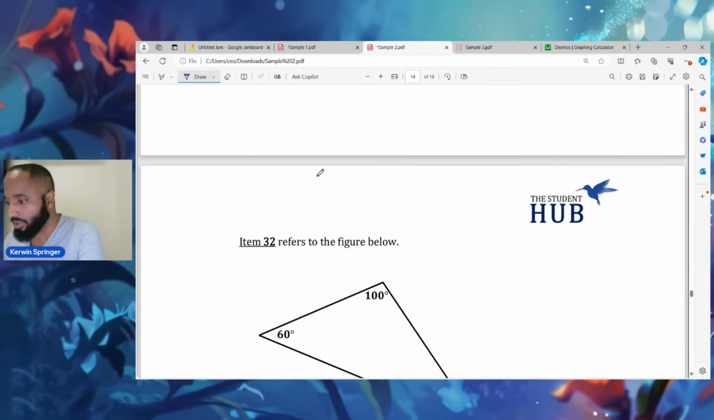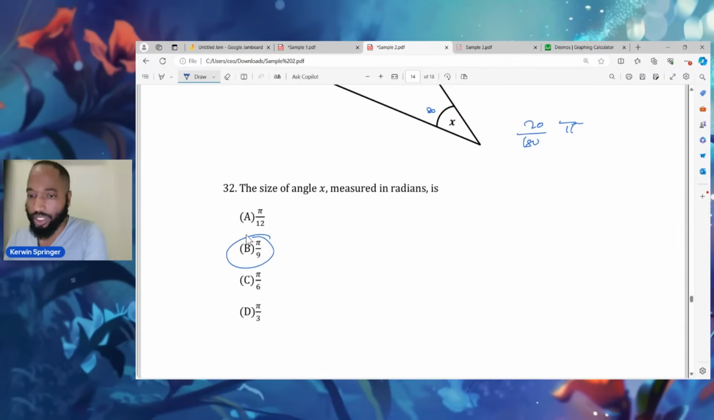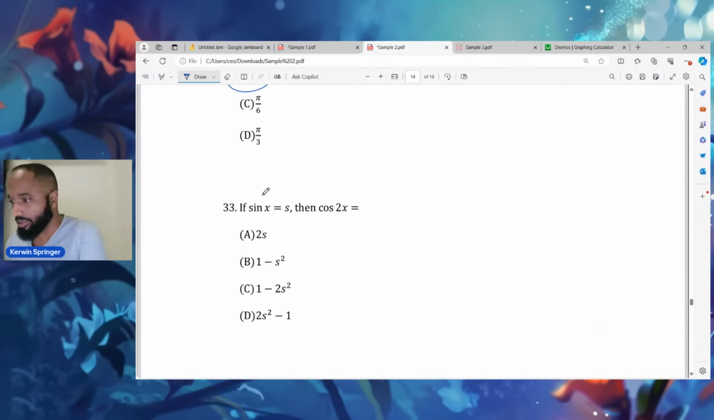B. In radians, so 160, so this is what, 20 degrees, so this is 20 over 180 by pi, so this is pi over 9. So B. If sine x is equal to s, then cos 2x.